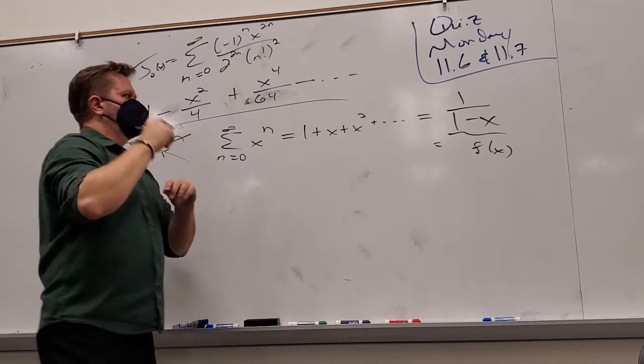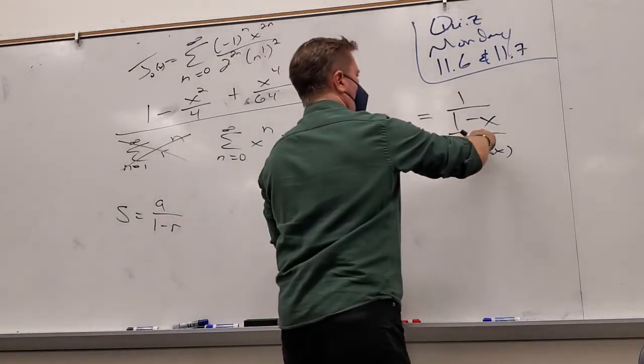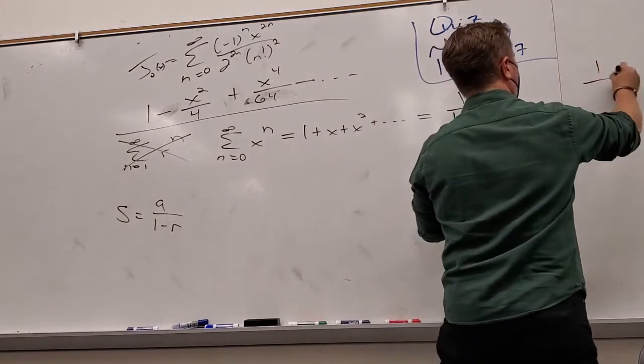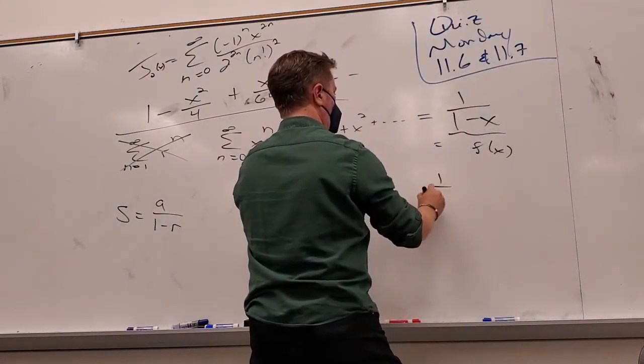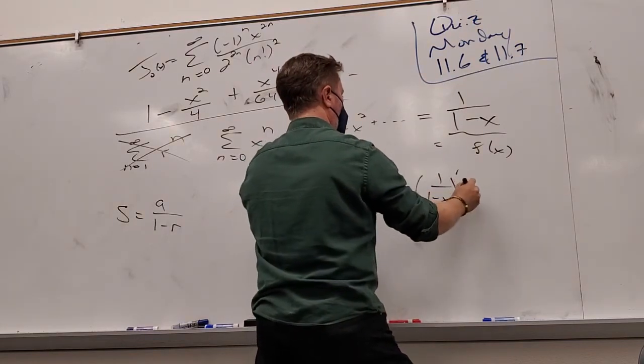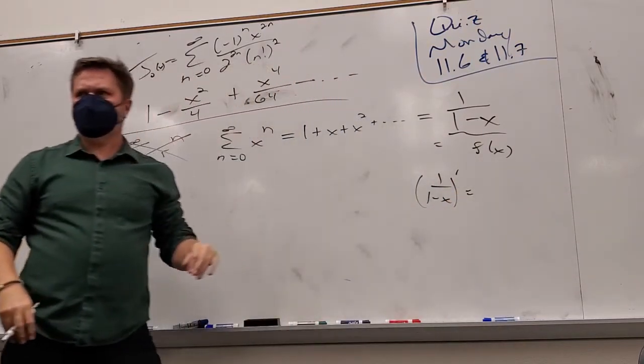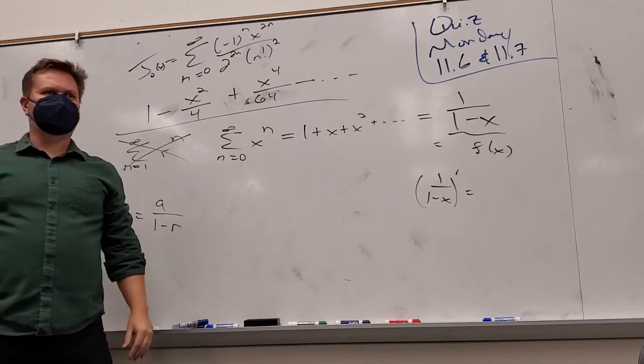Okay, so what is this guy's derivative? Natural log. Let me put it right here. What is this guy's derivative? Natural log of 1 minus x. You are integrating it. I love you guys so much. 1 over 1 plus x squared.